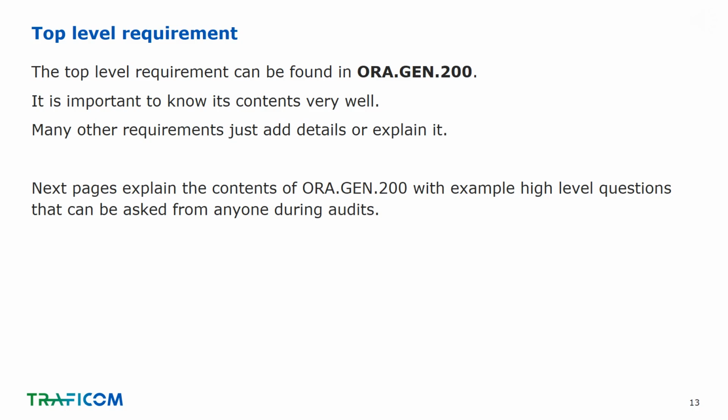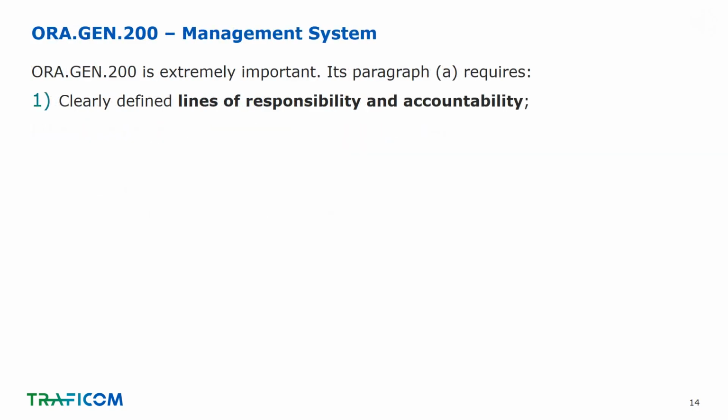operational personnel. The first paragraph in this requirement says that an organization shall establish, implement, and maintain clearly defined lines of responsibility and accountability. But first, what does responsibility and accountability mean?